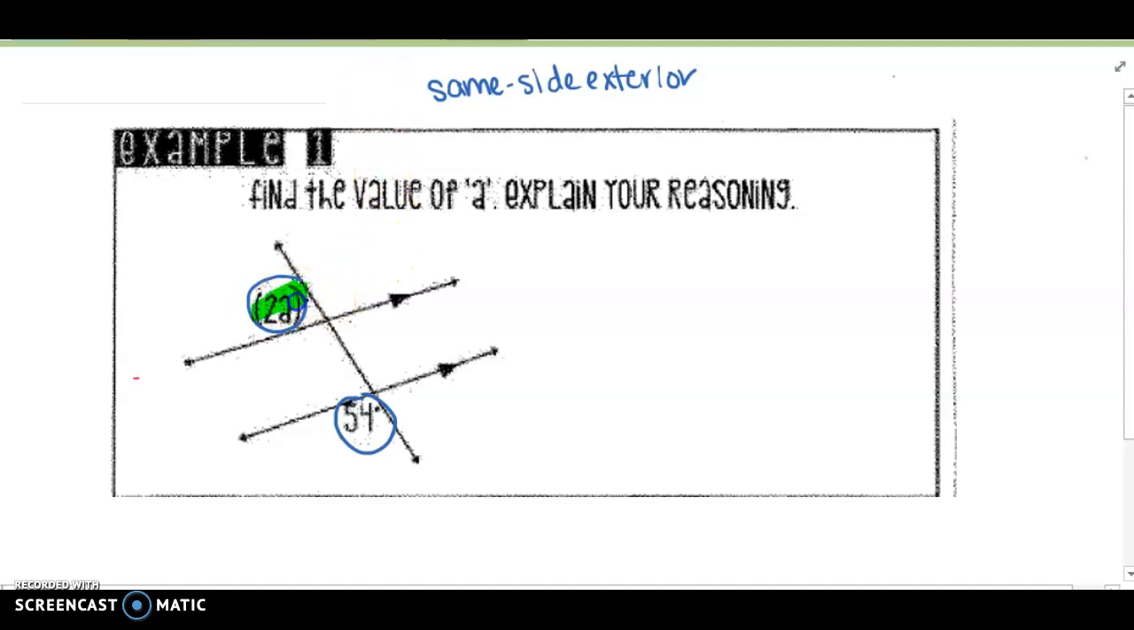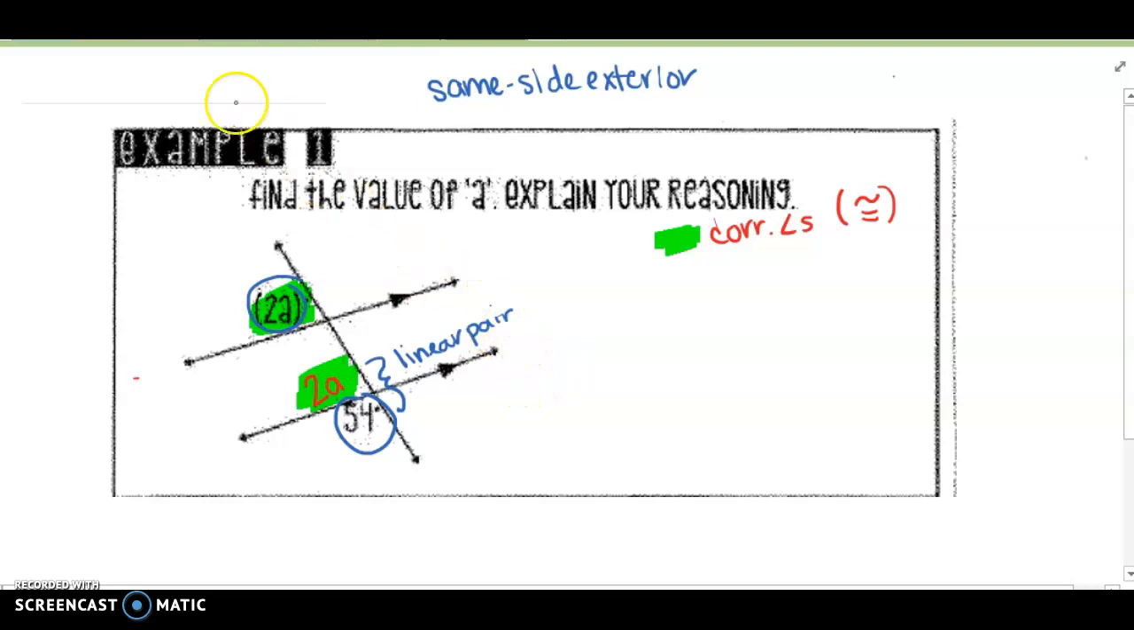Okay, now I know that this angle here is corresponding with this angle here. So these two shaded in green, these green ones are corresponding angles. And if we look at that foldable, it tells us that corresponding angles are congruent, meaning they have the same measure. So if this top one up here in green is 2A, then this one down here in green also has to be 2A. Now I can look at these two. These are a linear pair.